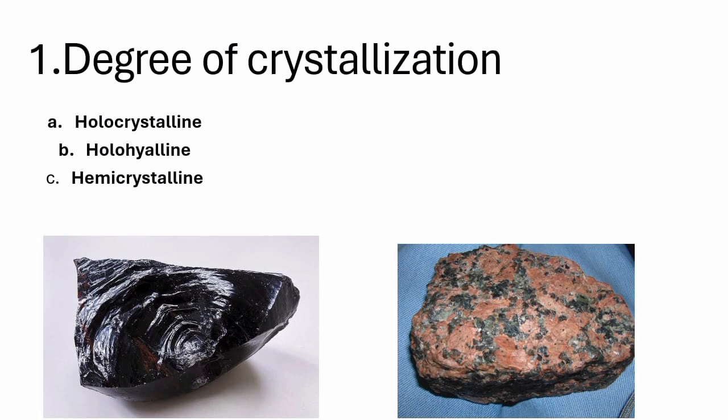On the basis of degree of crystallization, textures of igneous rock can be divided into three groups. They are holocrystalline, in which the rock is made entirely of crystals. Then comes holohyaline, when the rock is composed entirely of glassy material. And the third one, hemicrystalline, when the rock is composed partly of crystal and partly of glass.